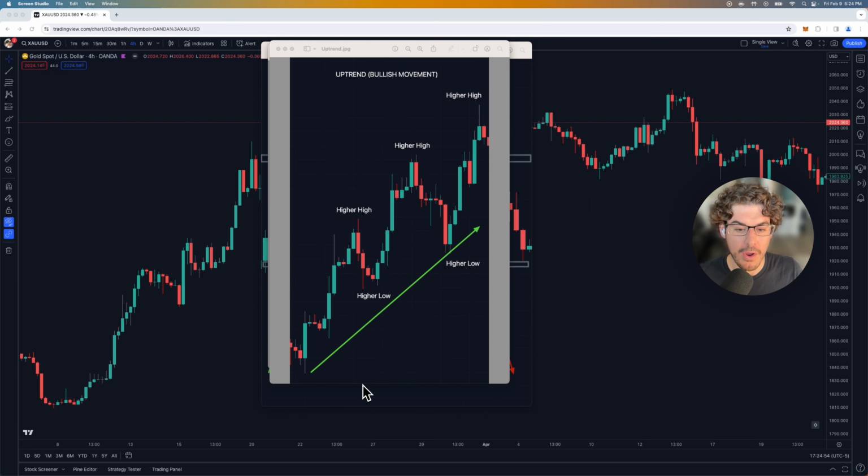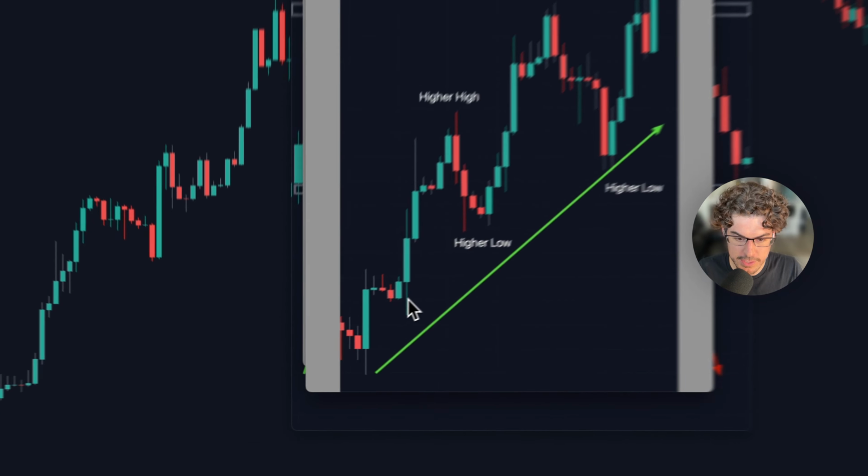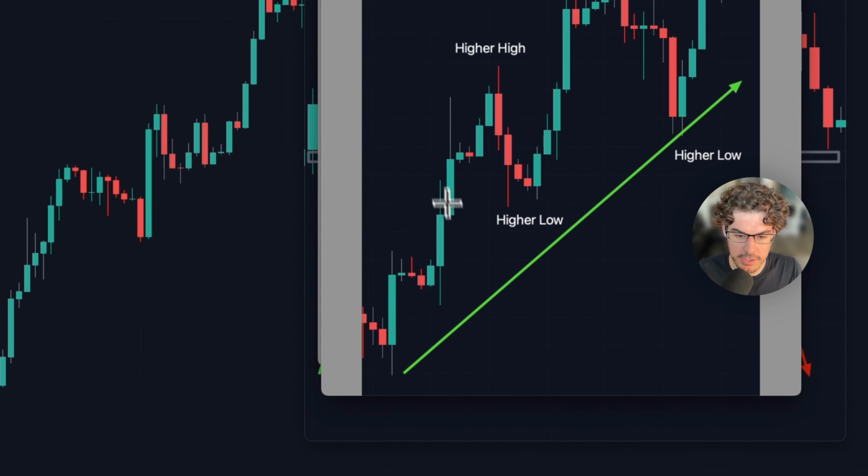The first type of movement that every single market goes through is the uptrend, or bullish movement. And as you can see right here on the screen, we have a series of candlesticks. For those who don't understand, this is basically an introduction video on how to read price action and how to read graphics with candlesticks. These are the candlesticks, as you can see. They call them the Japanese candlesticks.